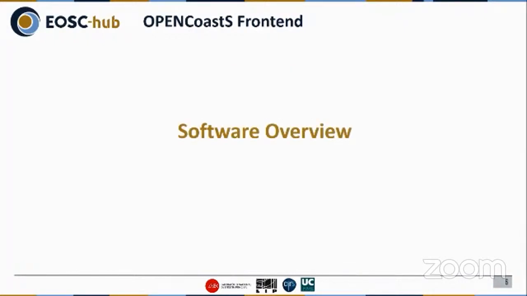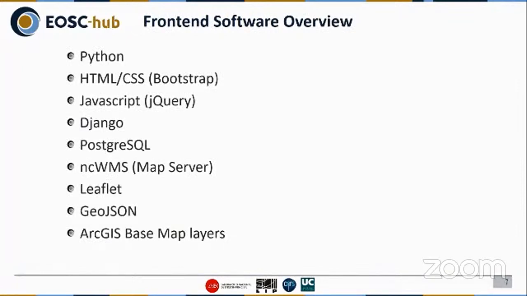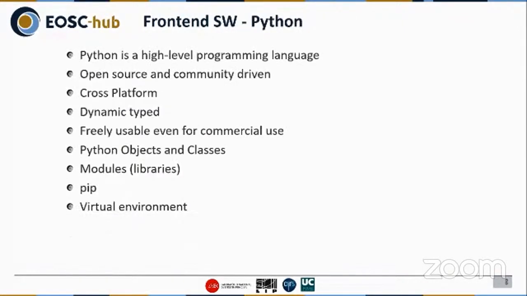Starting with the software overview, in terms of the front end, we list here the main technologies by which the front end is composed of: Python, HTML, CSS, Bootstrap, JavaScript, which includes jQuery, Django, PostgreSQL, NCWMS as a map server, Leaflet, Geojson, ArcGIS base map layers. We will first characterize the main technologies in order for you to understand how the front end was built, and how we can customize it.